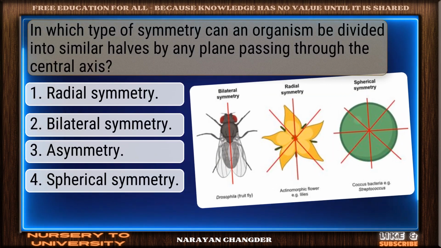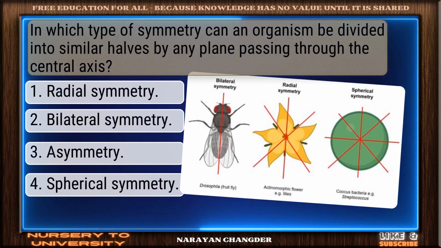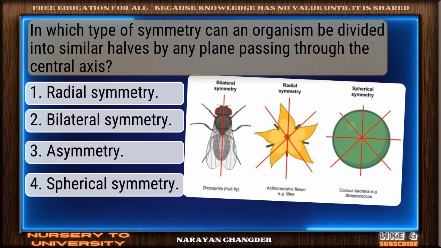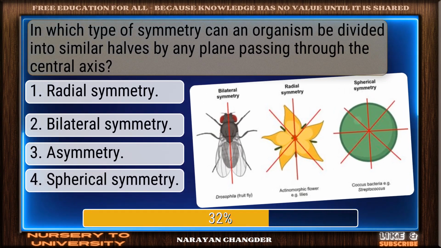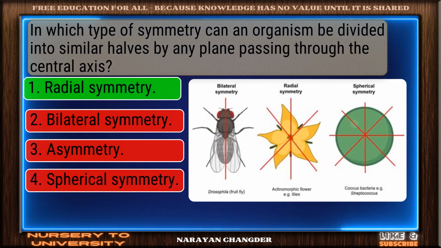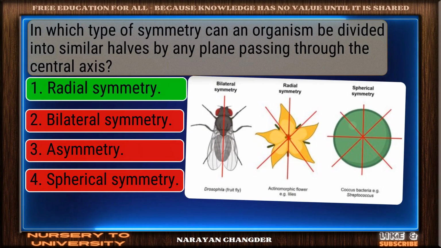In which type of symmetry can an organism be divided into similar halves by any plane passing through the central axis? Exactly. Radial symmetry makes sense and it is the right choice.